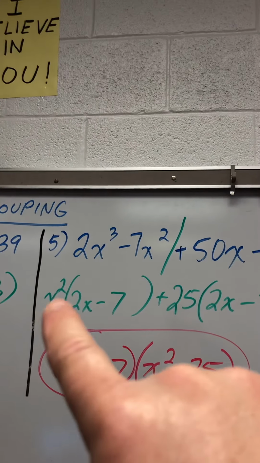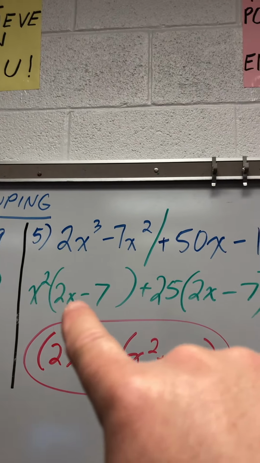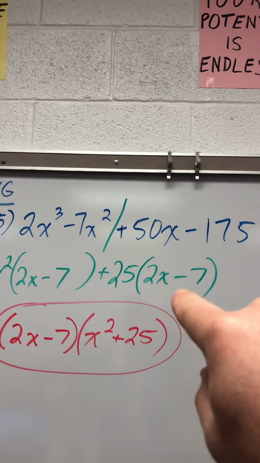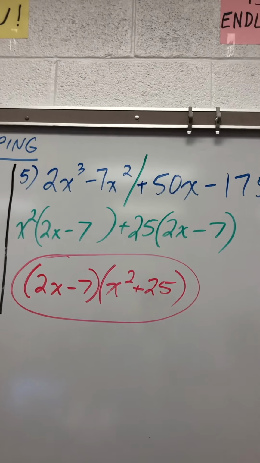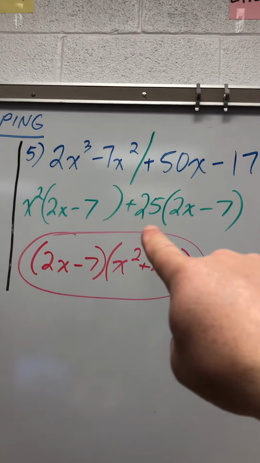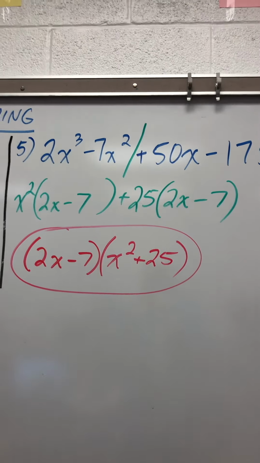Here, x^2 is common to both. You're left with 2x - 7. 25 is common to both of these. You're left with 2x - 7. 2x - 7 is common. You're left with x^2 + 25. And there you go.